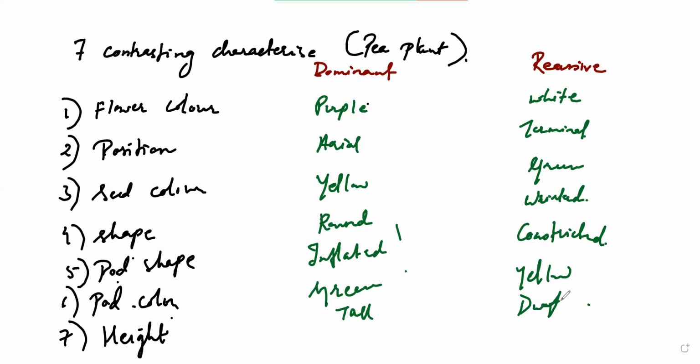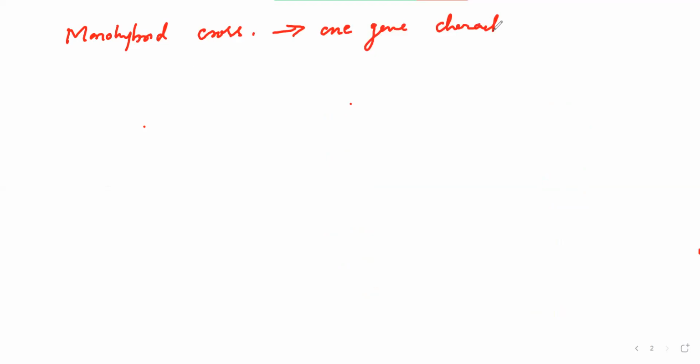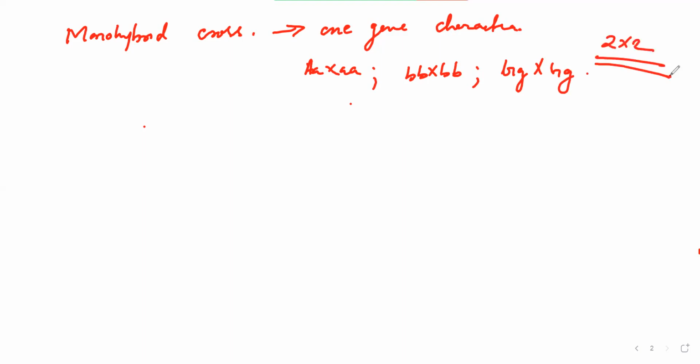Taking any two combinations, we are going to see the monohybrid cross and the dihybrid cross. First, let's move on to the monohybrid cross. Monohybrid cross means only one gene and one character is involved. Here the examples will be like AA or BB. It may be both recessive, one recessive and one dominant, or both dominant. And the Punnett square you are going to draw is 2 into 2.